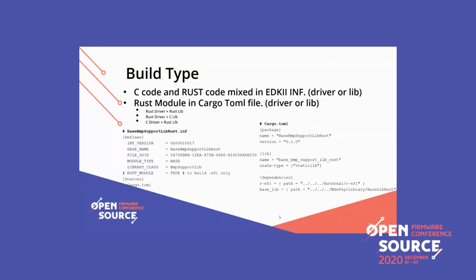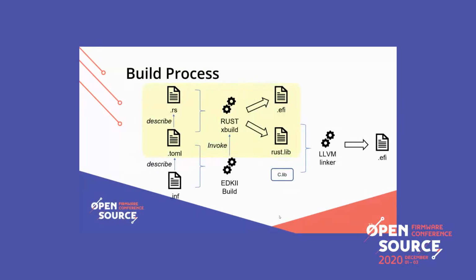This figure shows the EDK2 Rust build process. We can describe a TOML file in INF in the EDK2 build tool, and the TOML file can describe the Rust files. The EDK2 build rule will get the TOML from INF and invoke the Rust xbuild system to process the Rust TOML. The xbuild generates the .EFI directly, or it can generate a Rust library. Then the ARM linker can link the Rust library with the C library into a final .EFI image.